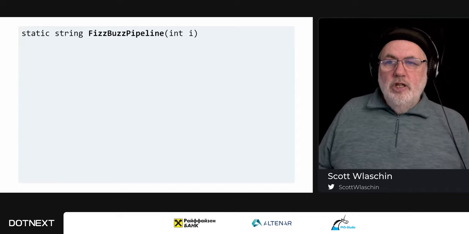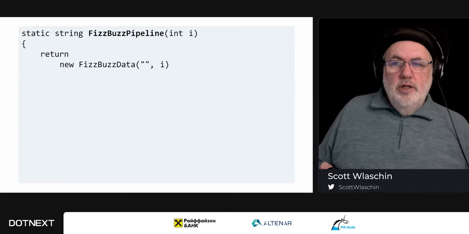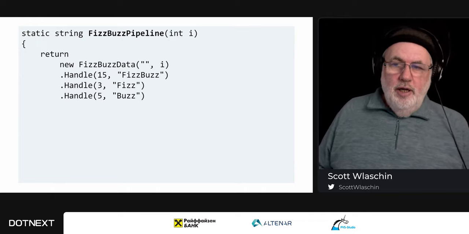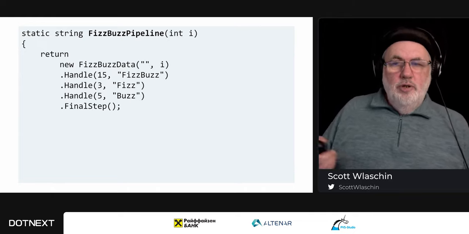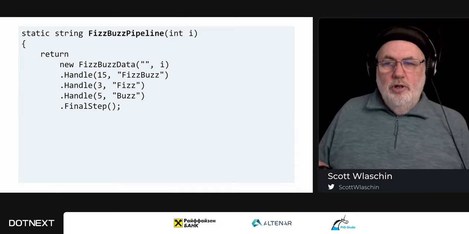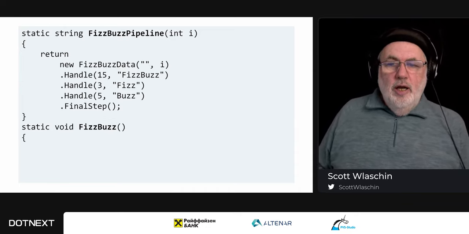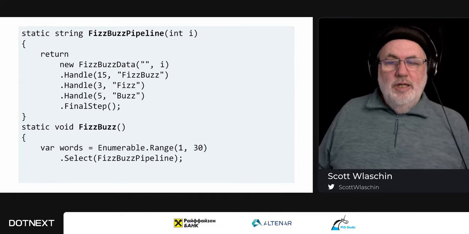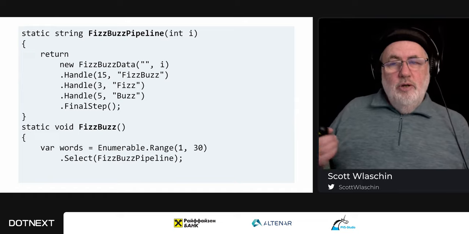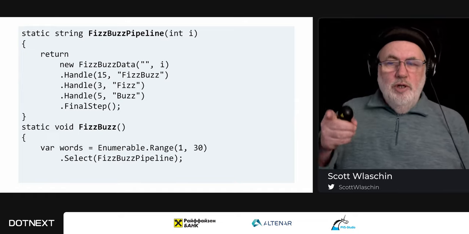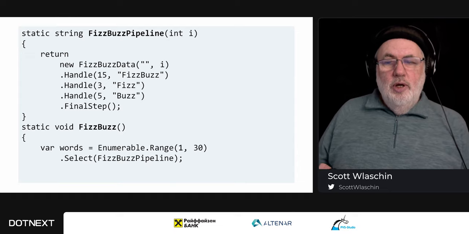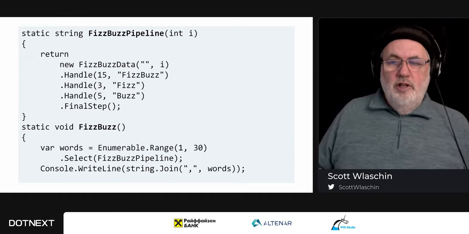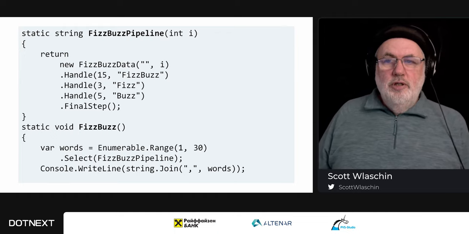So if I put the code together, I start with an empty data structure, and I handle the 15 case, the 3 case, and the 5 case, and then I do the final step, converting it to a string, which I'm not going to show you. And then finally, to do the whole list of numbers, I just take a list of numbers and do a select on those. So I've actually got two pipelines: my first pipeline does one single number, and another pipeline does a list of numbers. Then I can take the list of strings and just print them out. So this is the pipeline-oriented version of FizzBuzz.